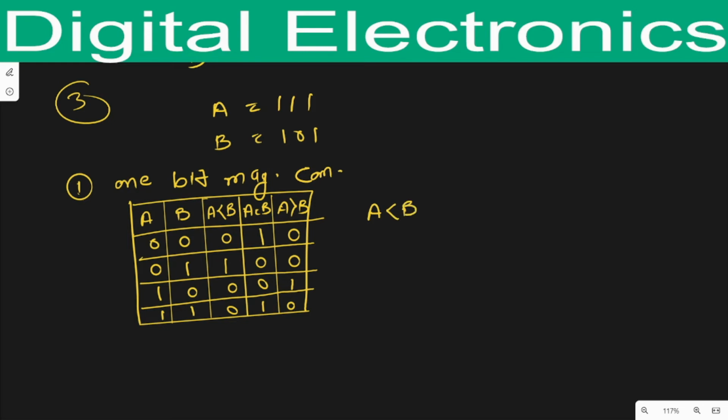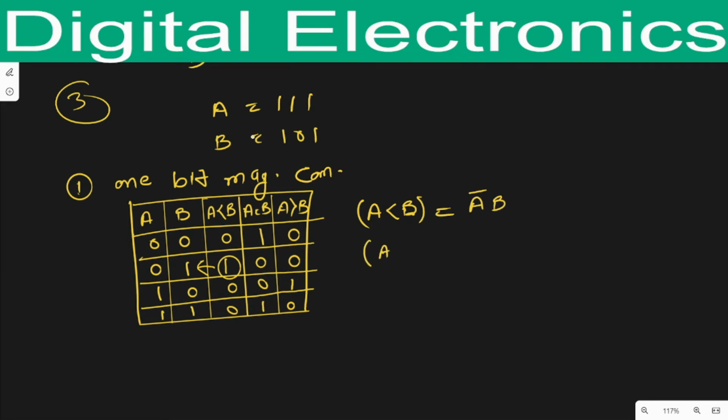So by using this truth table, if I want to calculate the equation for A is less than B, only this first output is 1, so I will take the input combination with respect to this one, that means A bar B. So its output equation will be A bar B.